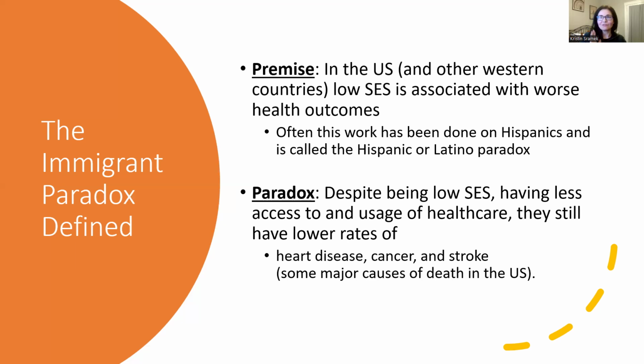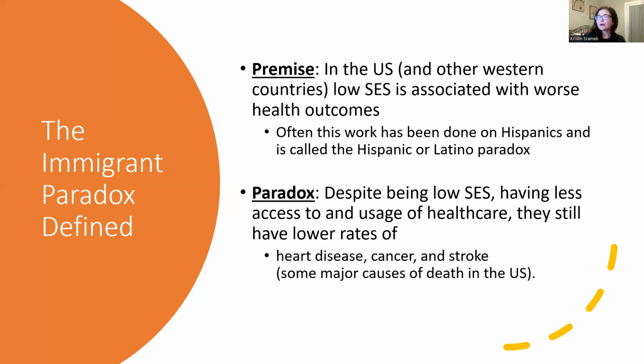So the immigrants themselves actually have really good health outcomes in comparison to their children and grandchildren and great grandchildren. The longer that the immigrants stay here, they end up having worse and worse health outcomes. This is true for Hispanics, which is why this was originally called the Hispanic paradox, but it's since shifted and now it's called the immigrant paradox because this is actually true for a lot of different countries and not just Mexico and not just Latin America.